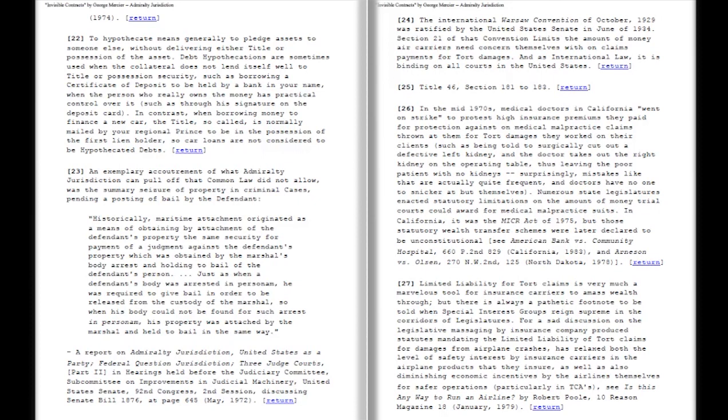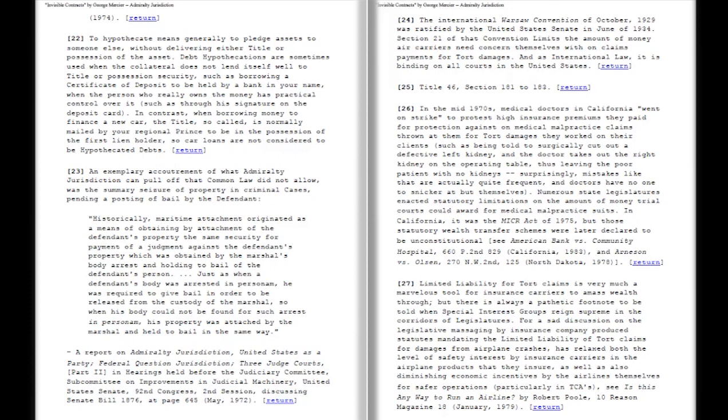Return. 24. The International Warsaw Convention of October, 1929, was ratified by the United States Senate in June of 1934. Section 21 of that convention limits the amount of money air carriers need concern themselves with on claims, payments for tort damages. And as international law, it is binding on all courts in the United States. Return. 25. Title 46, Section 181 to 183. Return. 26.